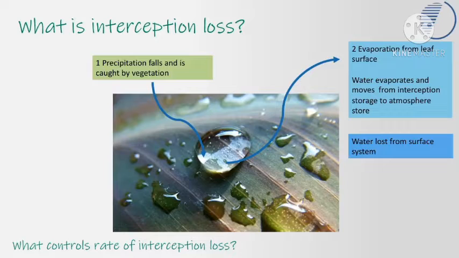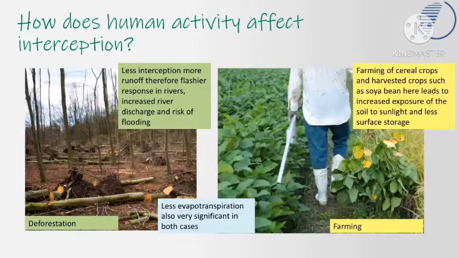Interception loss is the process by which a droplet of water which has landed on the leaf then goes back into the atmosphere again via the process of evaporation. This is controlled by temperature. Higher temperatures, more evaporation. It's also controlled by wind speed: higher wind speed, more evaporation, more loss of water from the interception store. And thirdly, it's controlled by humidity, because in conditions of high humidity, the evaporation rate is lower.